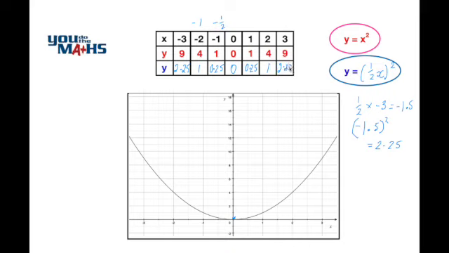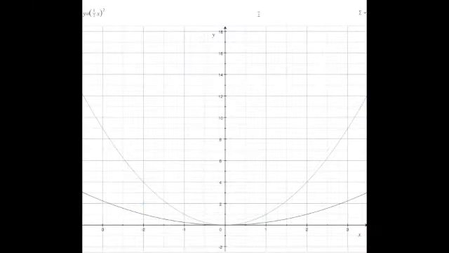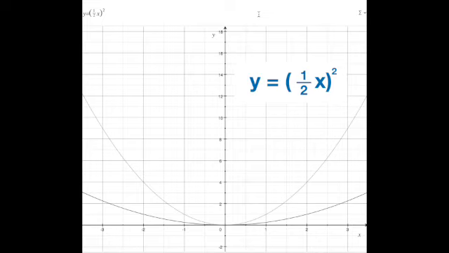If we then plot the points from our table onto the graph, what we'll notice is we seem to be getting a parabola shape that's being stretched out horizontally. Let's have a look at the final graph to see what effect our half in the bracket has. We can see here that the parabola has been stretched by a factor 2 horizontally. In other words, all of the values of the original parabola for y equals x squared have been stretched out parallel to the x-axis, so they're now twice as far away from the y-axis.